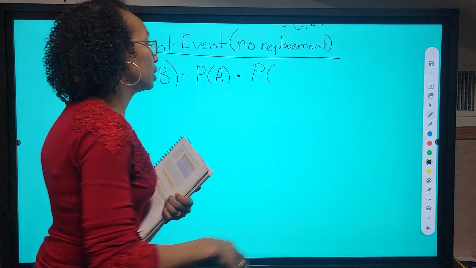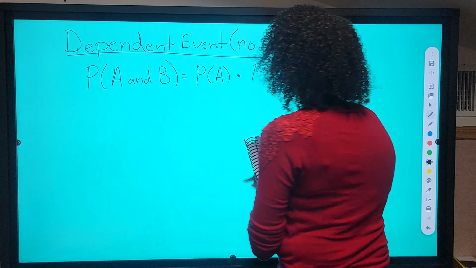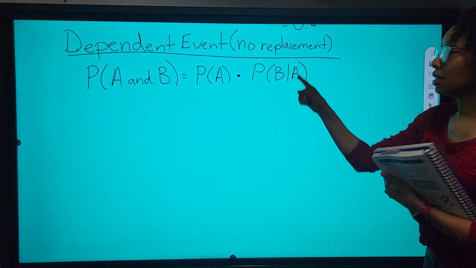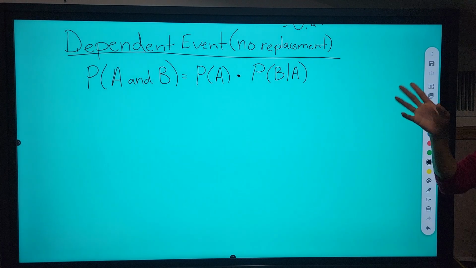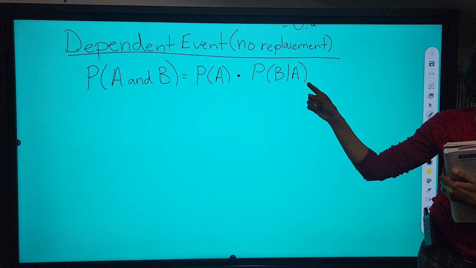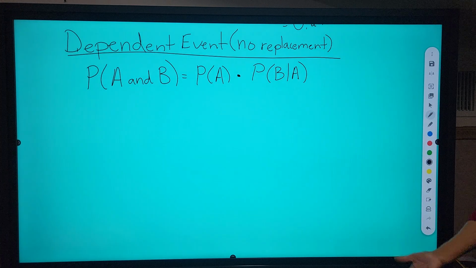So it'll be the probability of B given A. Okay? This does not mean divide. A little slash is just a little symbol that means given A. Like you've already taken into account that A has happened. So it's just a way of notating that.